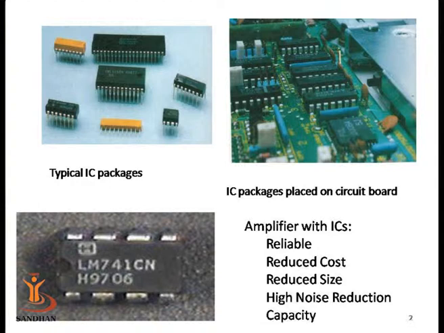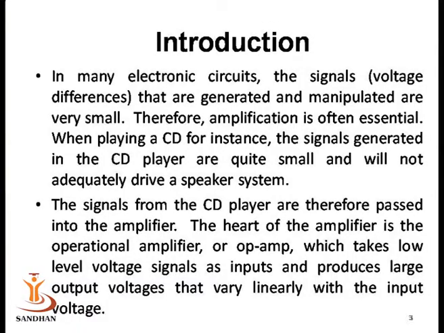We can compare two types of amplifier. One amplifier is designed with the help of discrete components, and another is an amplifier using an integrated circuit. So there are a few advantages of integrated circuits. First, it is reliable, size and cost are reduced, and more important is high noise reduction capacity. In a CD player, the input signal is very small, so this signal is amplified by the amplifier. In this way, the amplifier is the heart of the CD player.